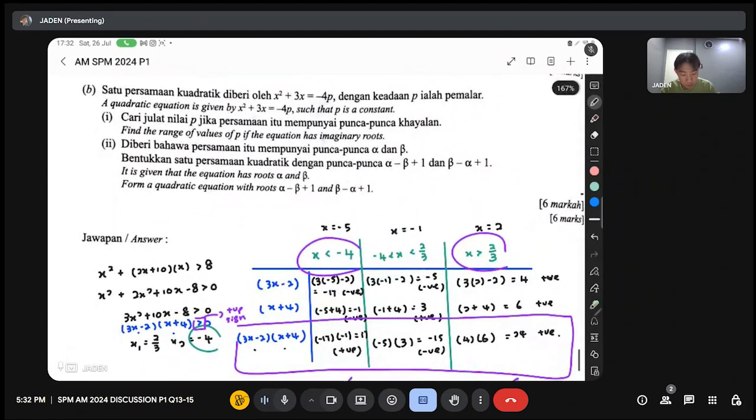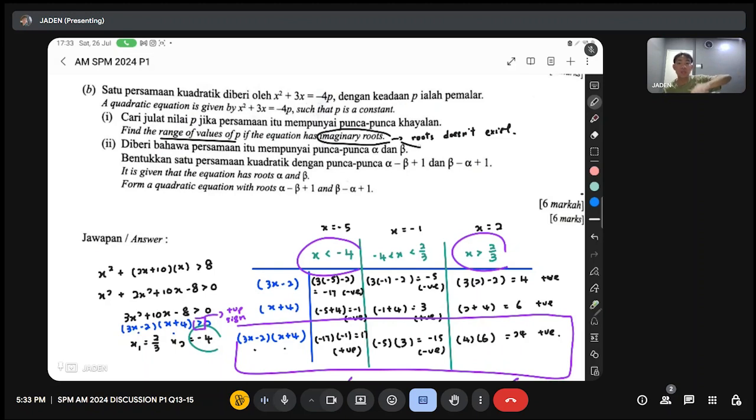A quadratic equation is given by x squared plus 3x equal to negative 4p, such that p is a constant. Find the range of values of p if the equation has imaginary roots. Now, what is imaginary roots actually? It actually refers to your roots actually don't exist. And another thing to link to is b squared minus 4ac is less than 0.